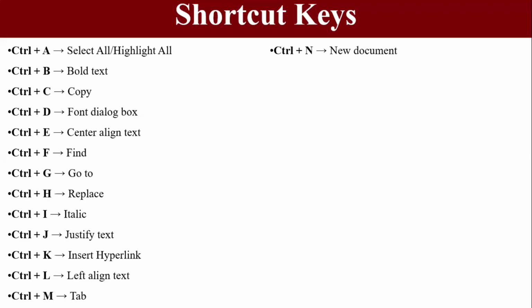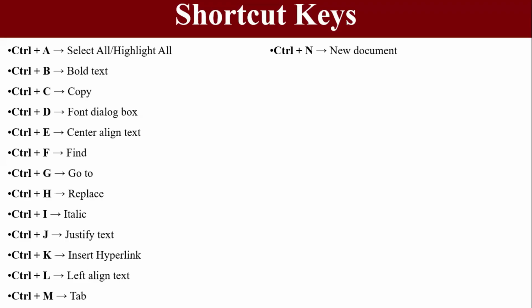Then moving to Control N, which is new document. Maybe you are typing a memo for a department, and you have finished that department. You want to open a new document to start working for another department. So you can just click Control N. Maybe the memo is the same thing, and it's only the name of the department that differentiates the two memos.